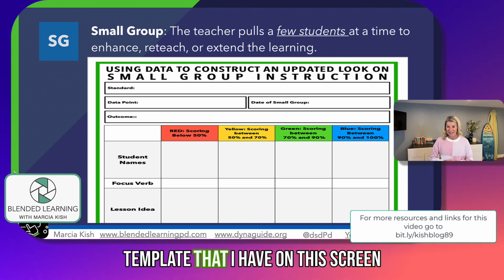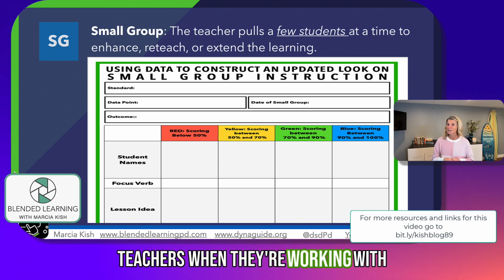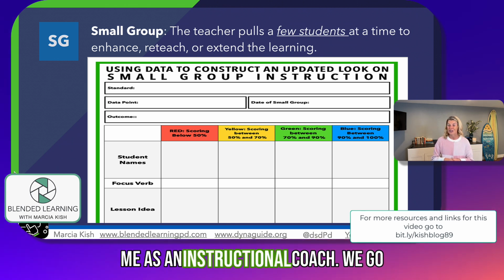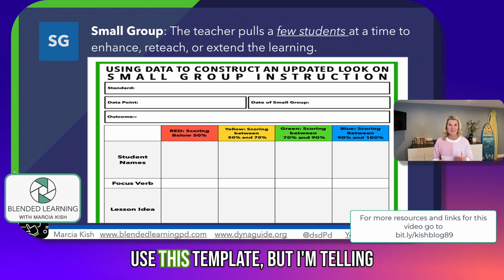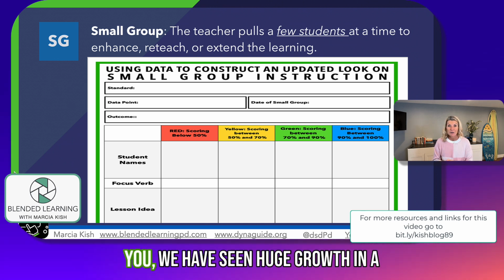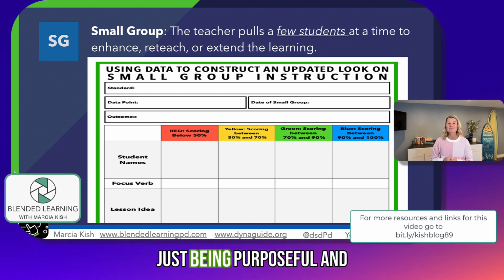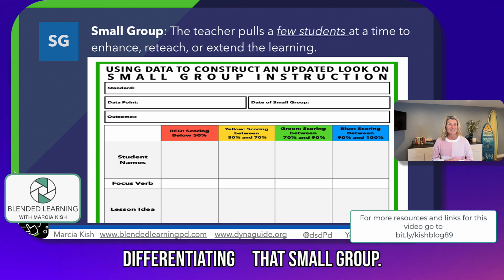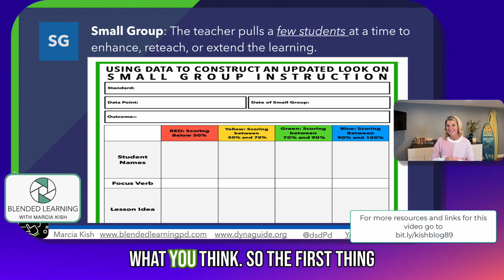Now, this template that I have on the screen is something I give to my team of teachers when they're working with me as an instructional coach. We go through this. Now, you do not have to use this template, but I'm telling you, we have seen huge growth in student achievement in 1 year by just being purposeful and differentiating that small group. So let's dive deeper into this and see what you think.